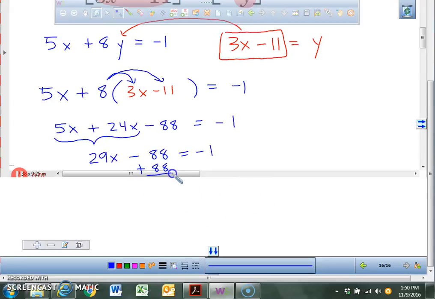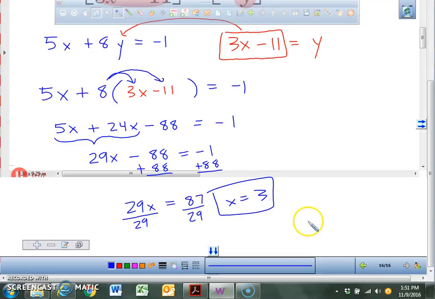All right, we'll add 88 to both sides because Jacob tells us to. 29x equals 87. You do get x equals 3 if you divide both sides by 29. And x, my x value is equal to 3. Yay! I'm done. Nope.